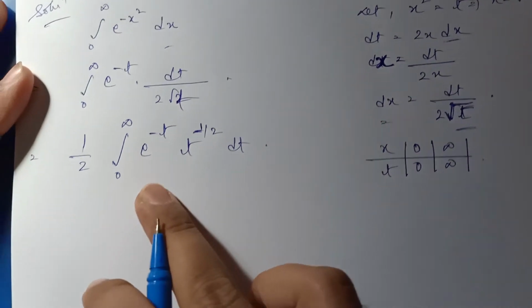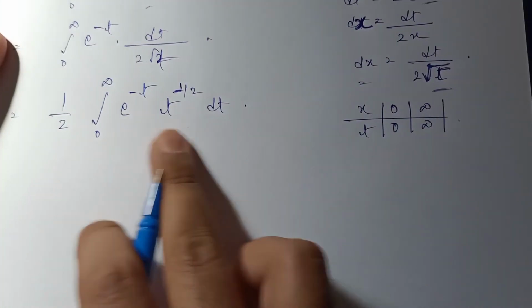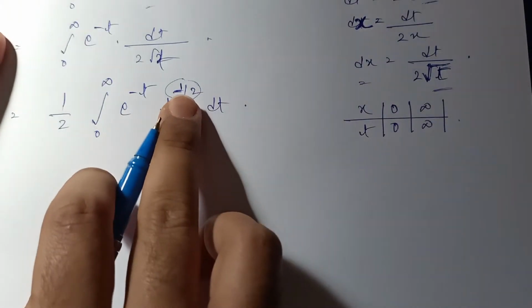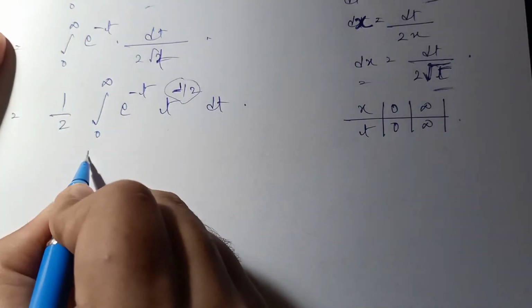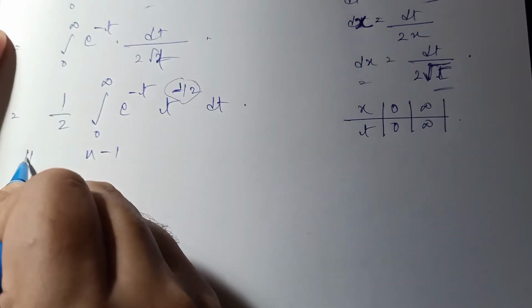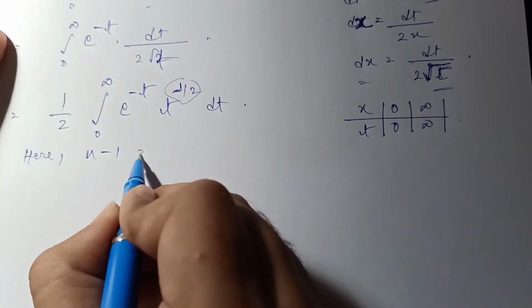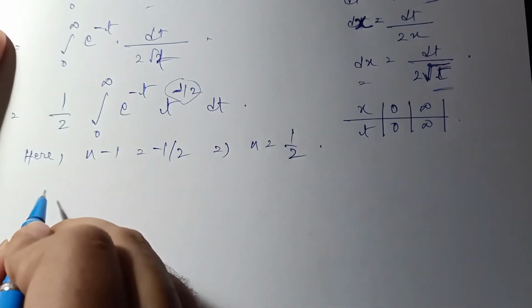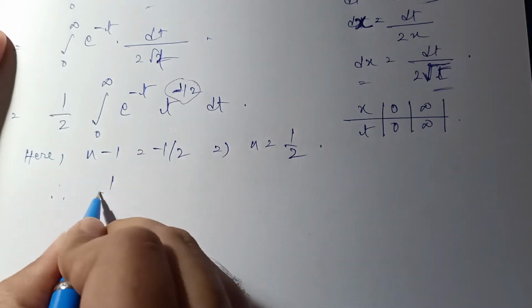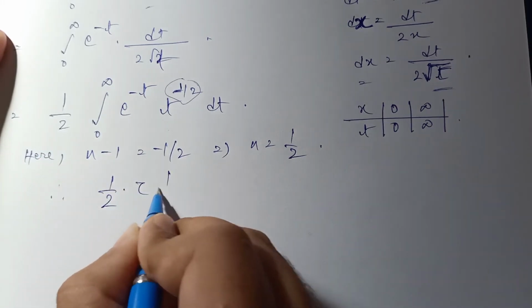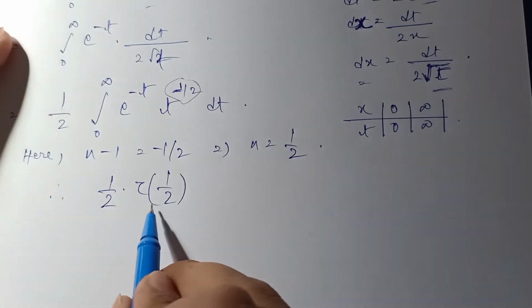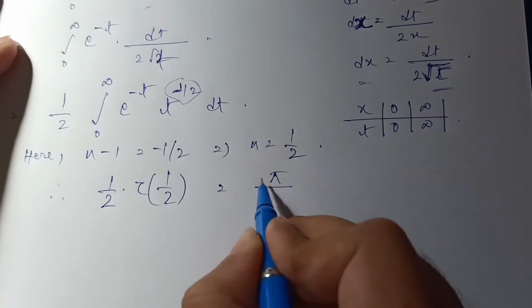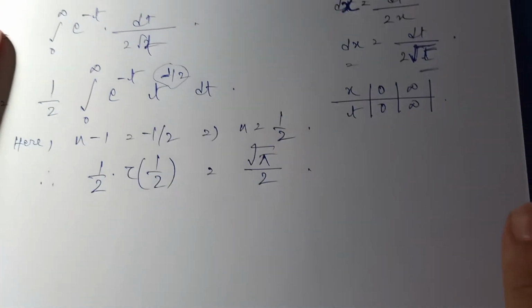Now you obtain the form of the gamma function such that the value of n minus 1 is minus 1 by 2. So here n minus 1 is minus 1 by 2. What will be the value of n? n will be half. So the result of this integration is 1 by 2 into gamma half. And you know by the property of gamma function that the value of gamma half is root pi. So the final answer is root pi by 2.